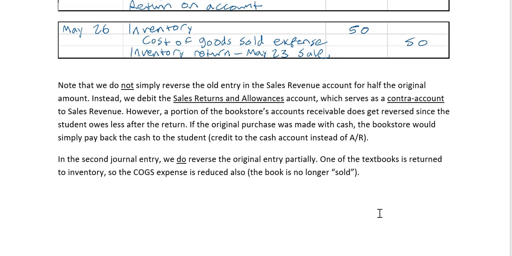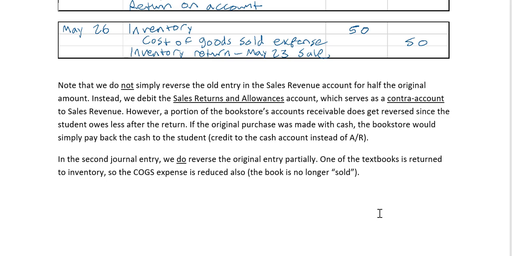Note that we do not simply reverse the old entry in the sales revenue account for half the original amount. Instead, we debit sales returns and allowances, which serves as a contra account to sales revenue. However, a portion of the bookstore's accounts receivable does get reversed since the student owes less after the return. If the original purchase was made with cash, the bookstore will simply pay back the cash to the student, credit to the cash account as opposed to AR.